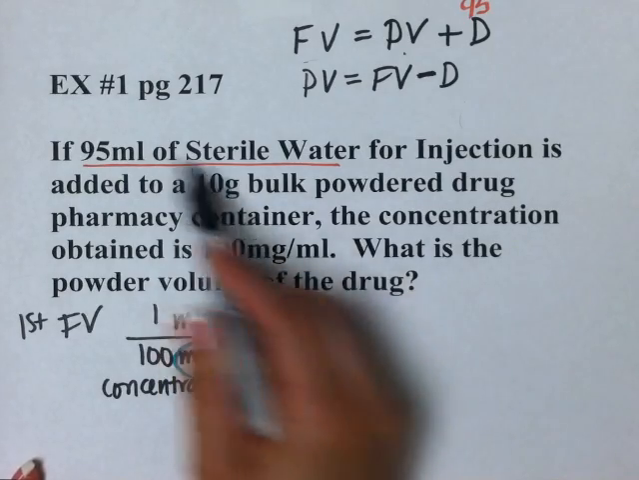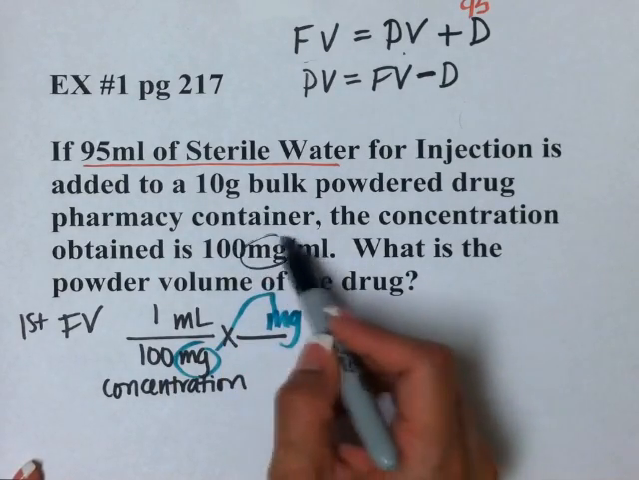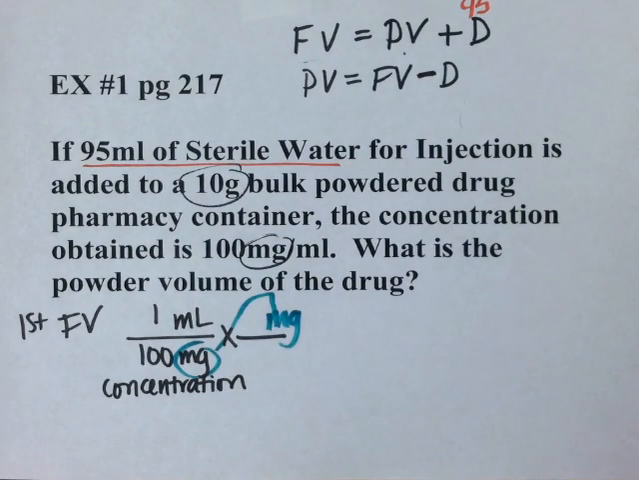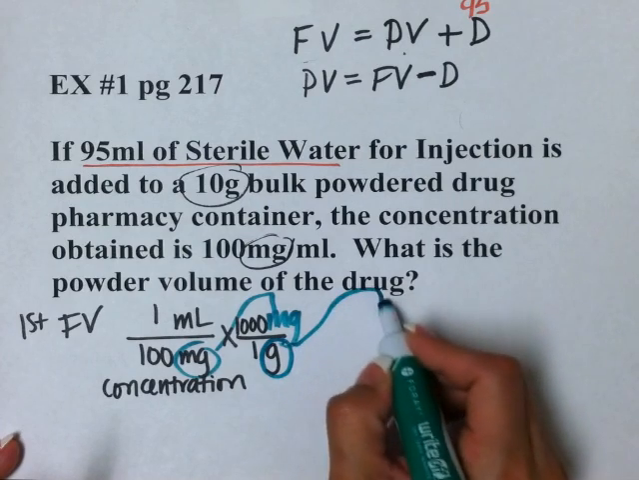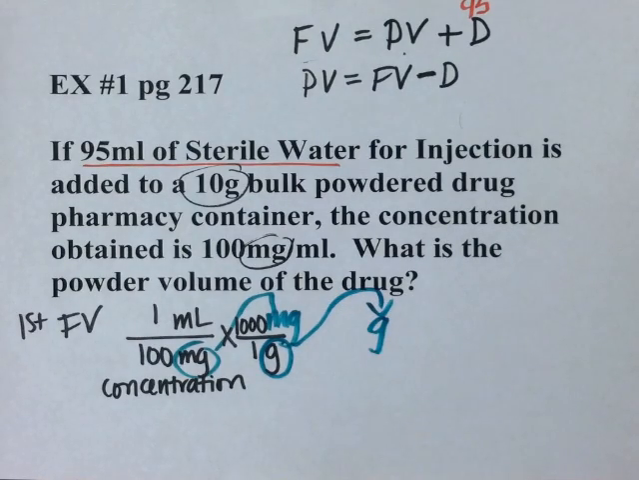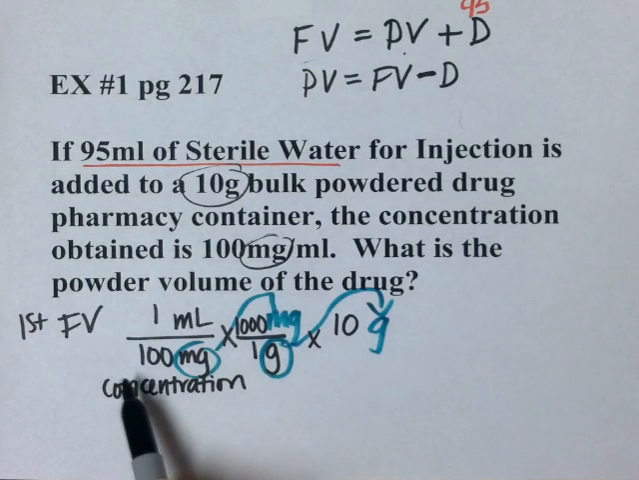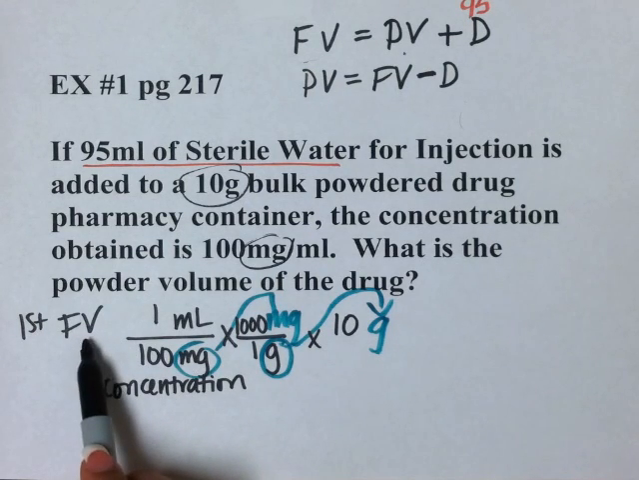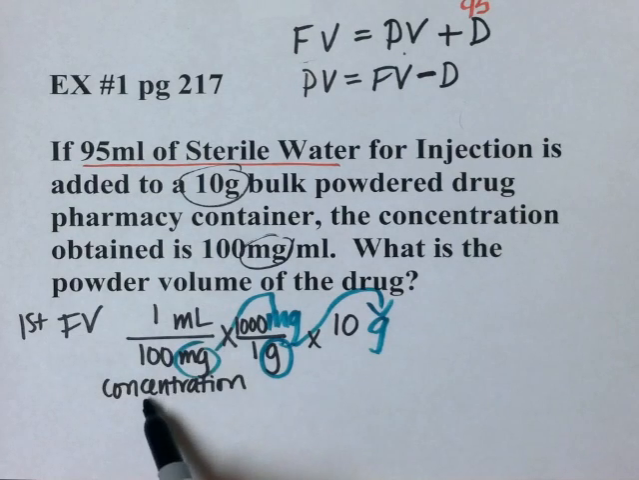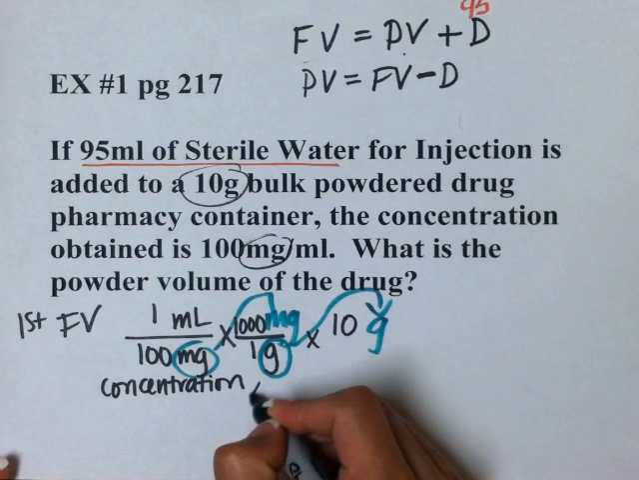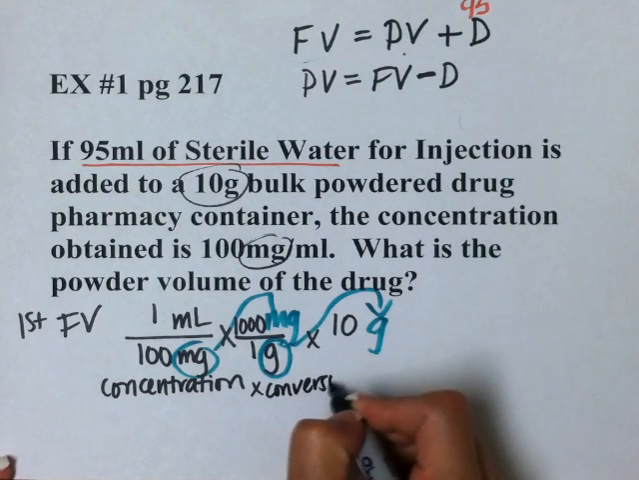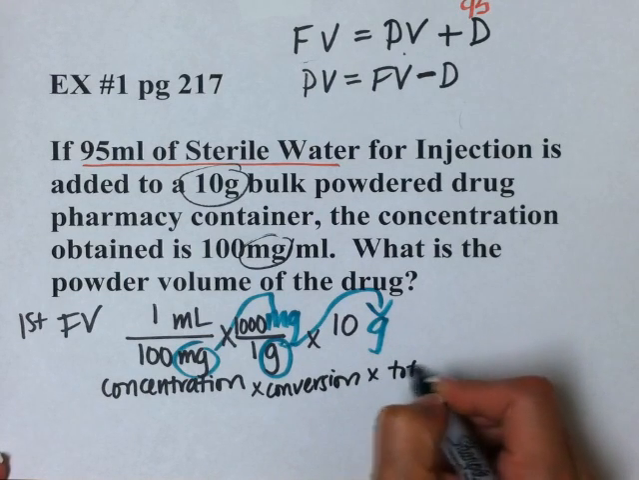I don't have anything with milligrams though. All I have is this, which I've already used, and then I have this. So if we're going to bridge from milligrams to grams, I'm going to need this conversion of 1,000 milligrams to 1 gram. Now I'm in grams, so this is where I'll incorporate the total drug present, which is 10 grams. So just to backtrack, we're calculating for the final volume, not the powder volume yet, but the final volume. We have the concentration multiplied by this conversion, and then multiplied by the total drug present.